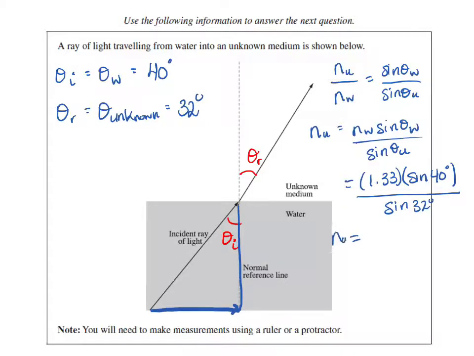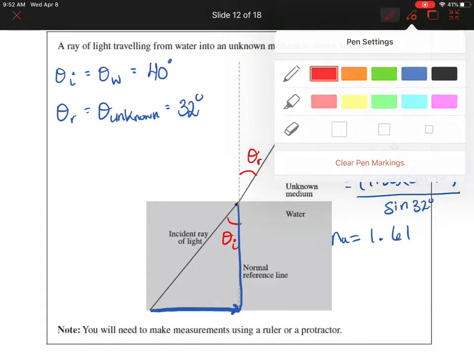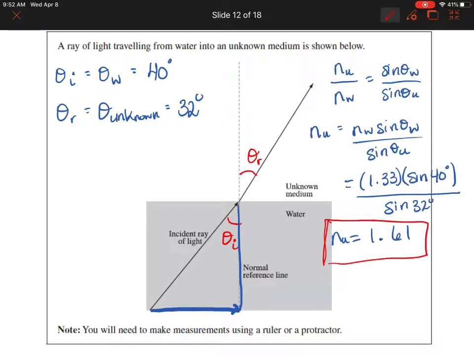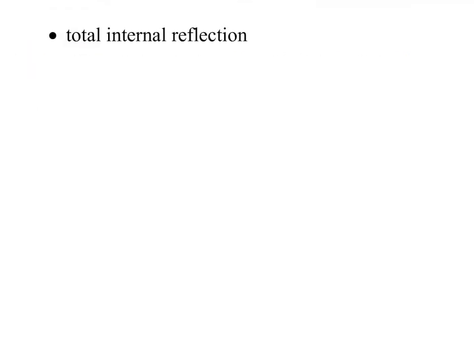So if you type that into your calculator, you should get the index of refraction of the unknown substance to be 1.61. And there we go. So just an interesting extra step, but one that if you're writing an online quiz or test, don't worry, I will give you angles. I won't expect you to try to measure on your device, whatever it is that you're going to be using.